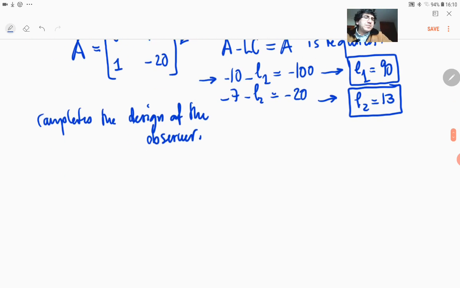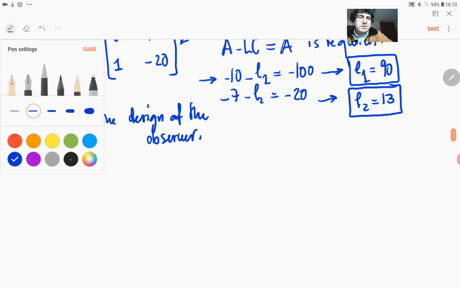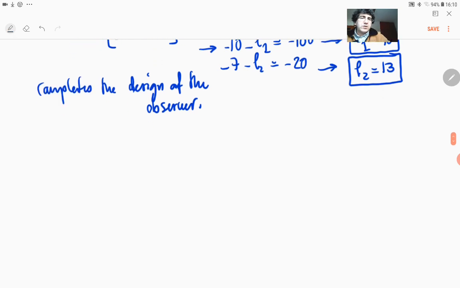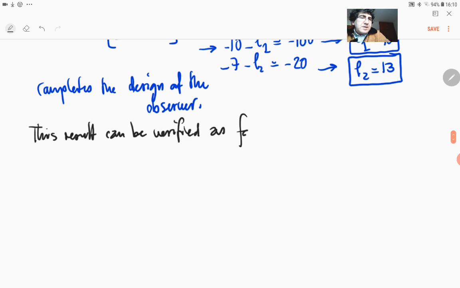Now we don't need to, but we can also verify this result in another way to show that we have the correct result. Okay, so let me try to do that. This result can be verified. In fact, this second way of solving this is not limited to the observable canonical form, and I'm going to use it to solve another example where the state space system is not given in observable canonical form.